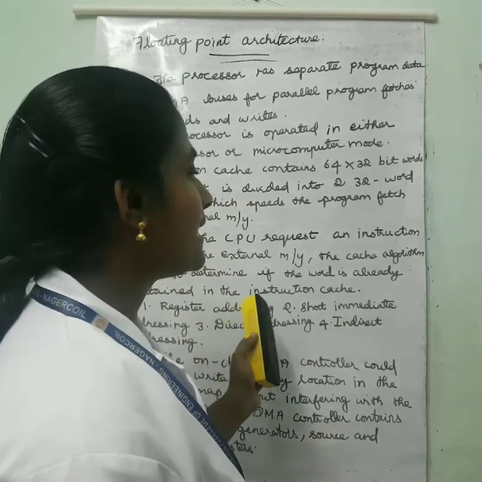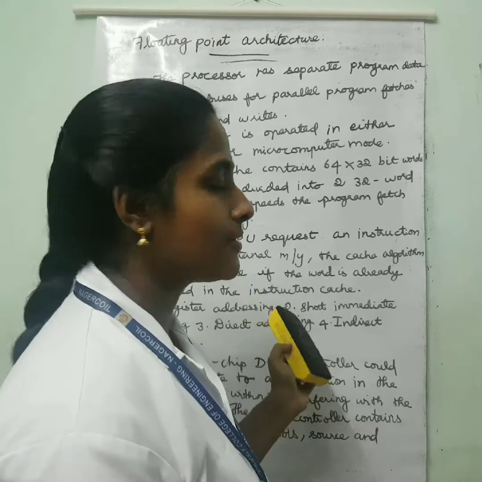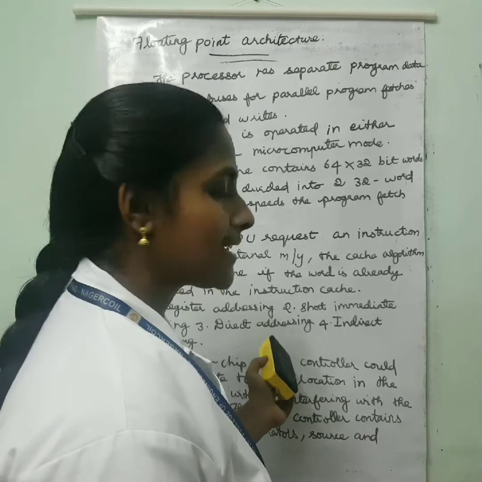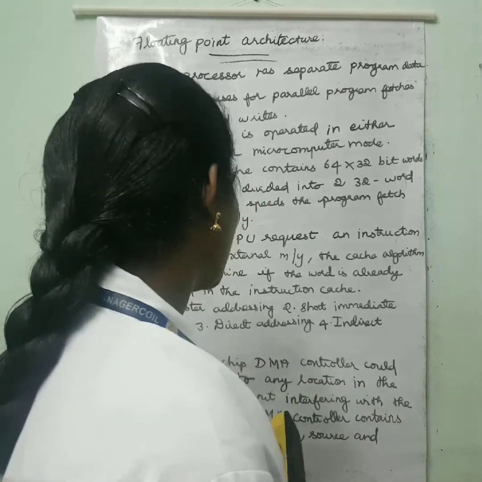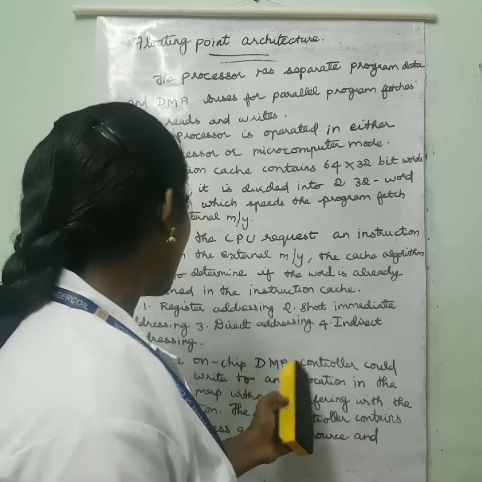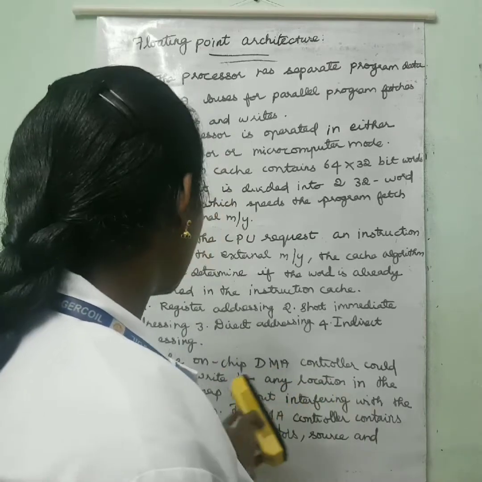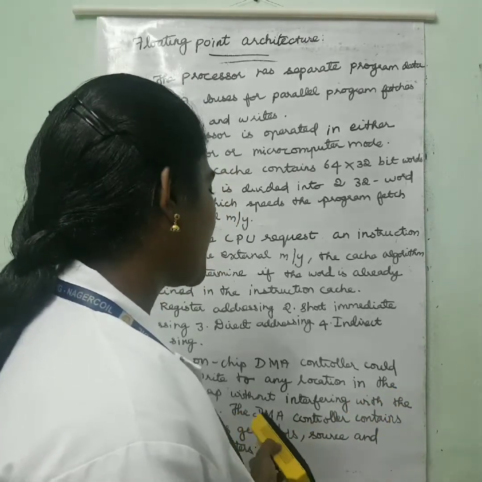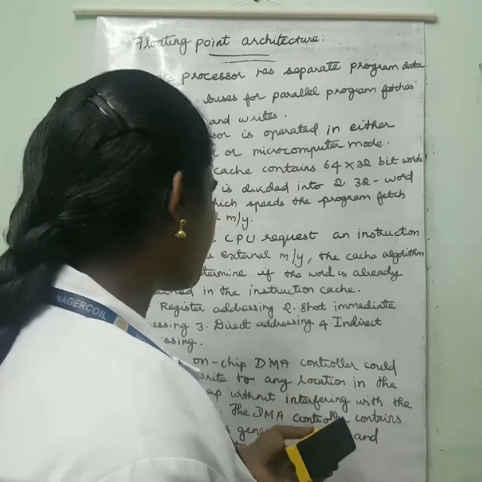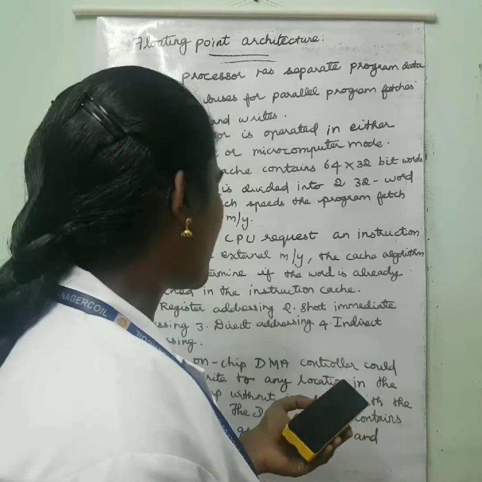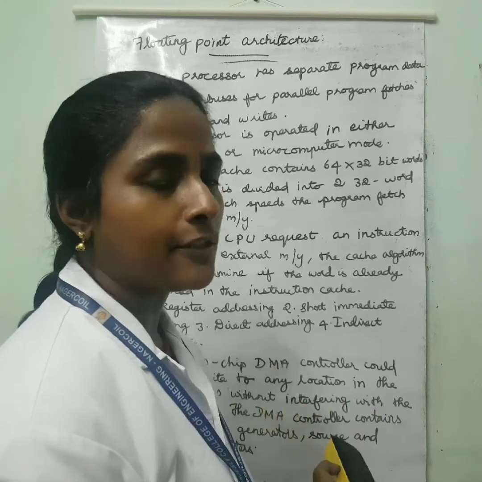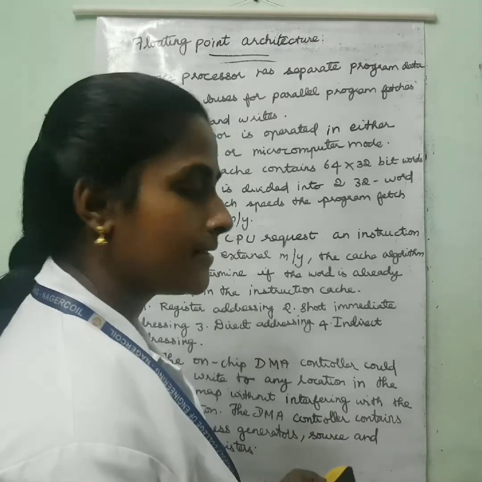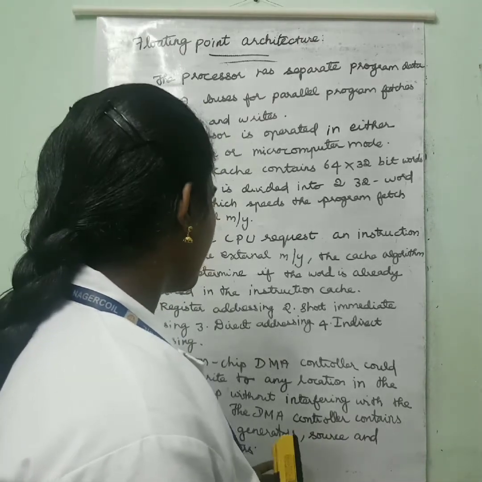The addressing modes used in this processor are register addressing mode, short immediate addressing mode, direct addressing mode and indirect addressing mode. The on-chip DMA controller can read or write to any location in the memory map without interfering with the CPU operation. The DMA controller contains its own address generators, source and destination registers.